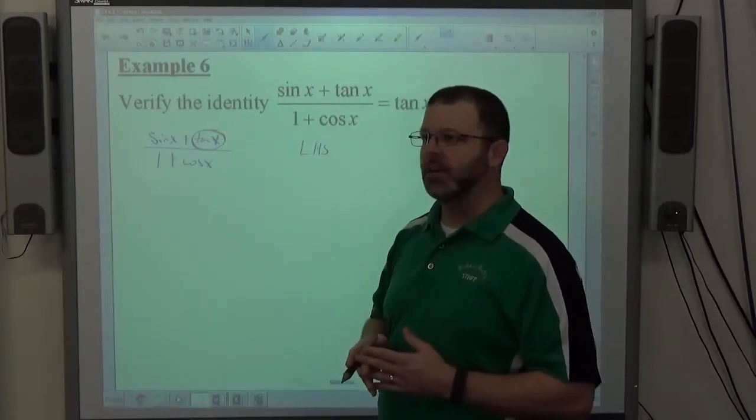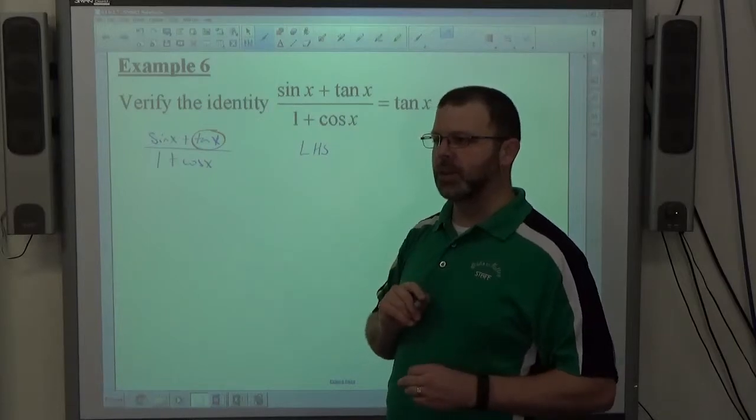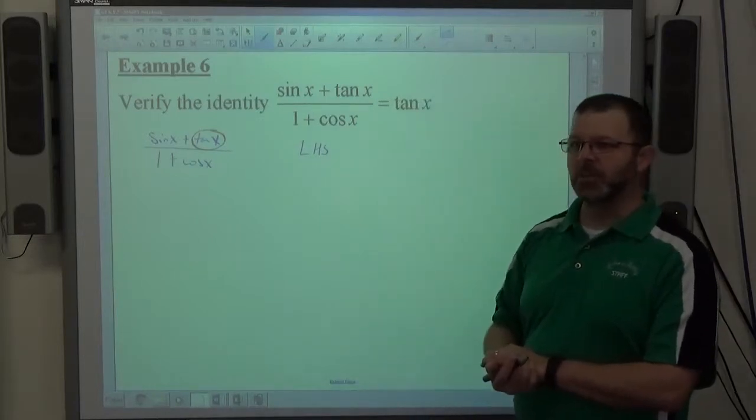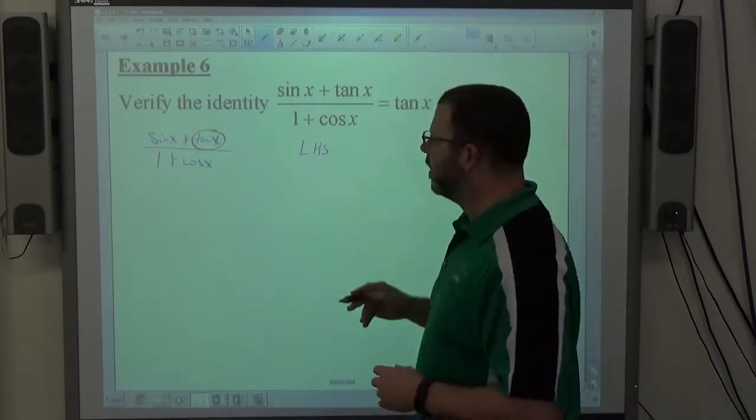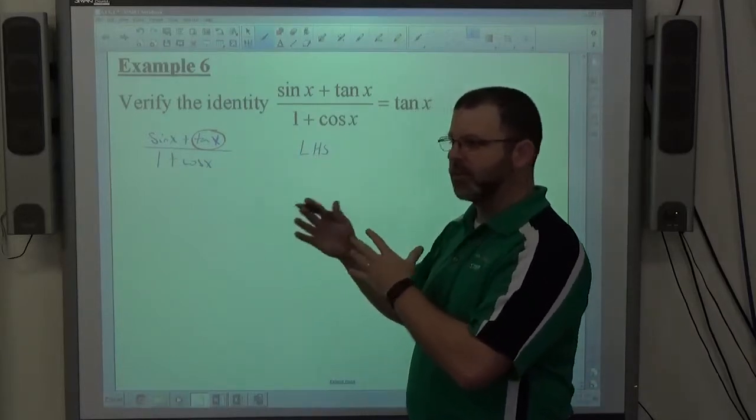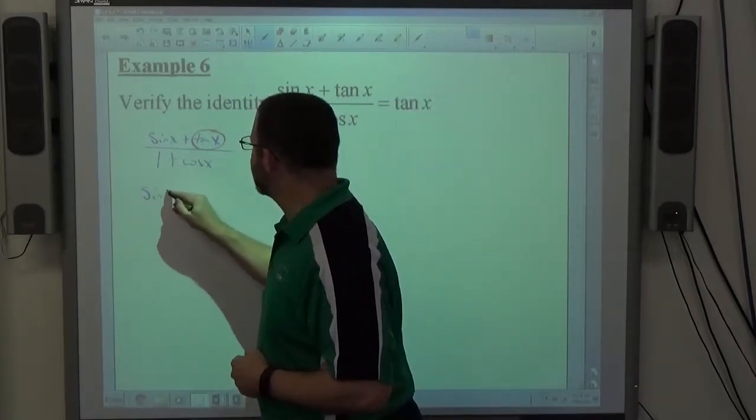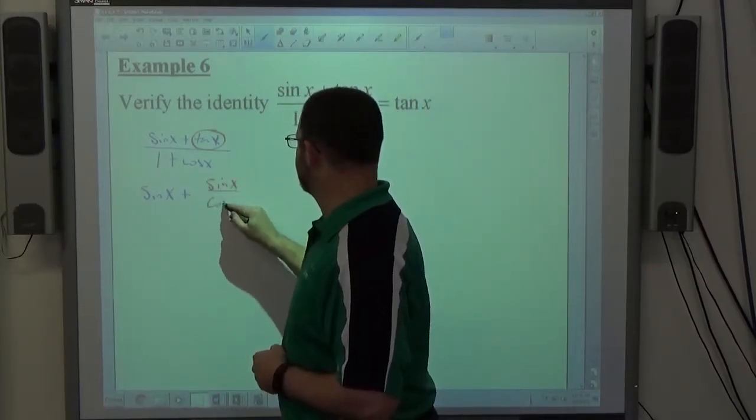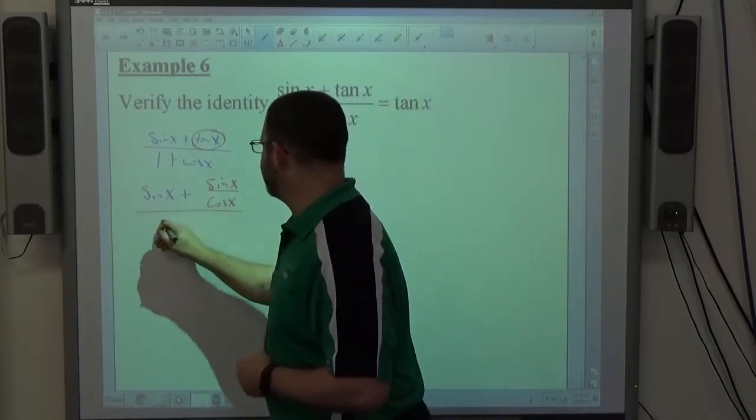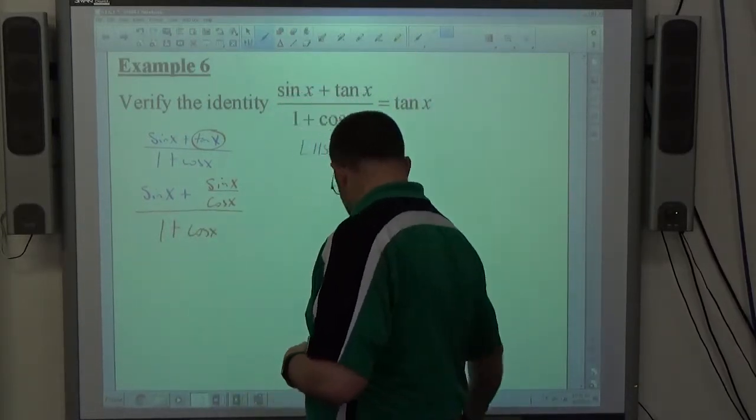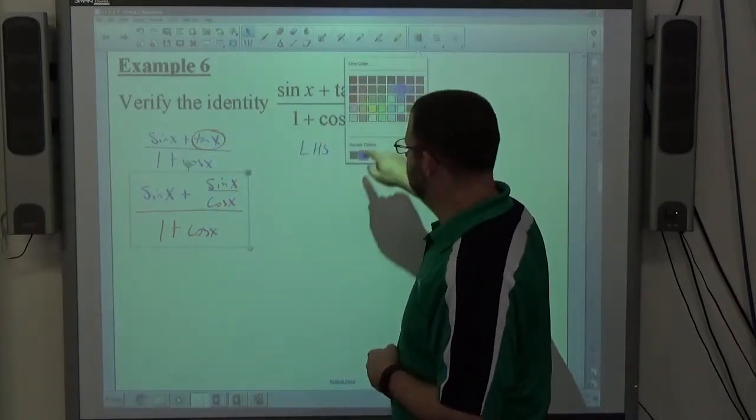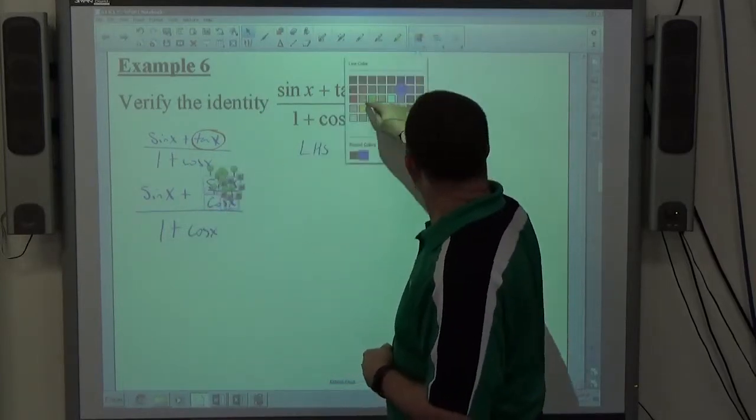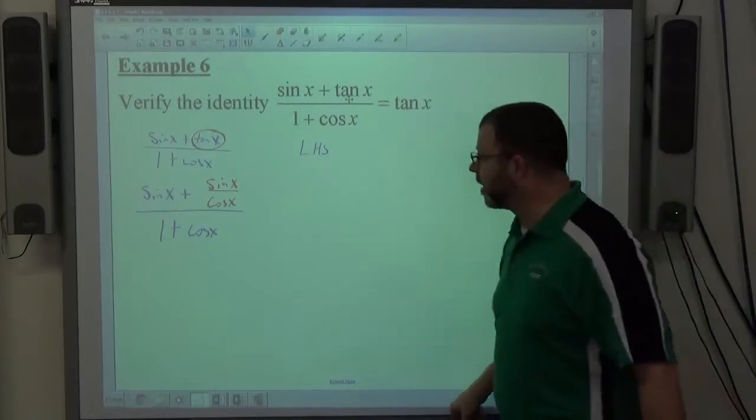If I make that into sine over cosine from number 1, the substitution sheet, that will make the expression uglier. Uglier means there's more stuff we can do to it. So you want to uglify it a little bit, and it gives us more options on what to do. So I'm going to have sine of x plus, and I'm changing tangent to sine over cosine, all over 1 plus cosine. And that's going to be number 1, right?